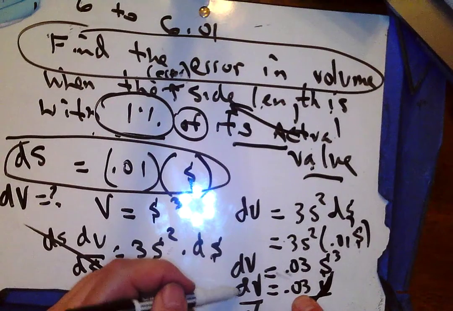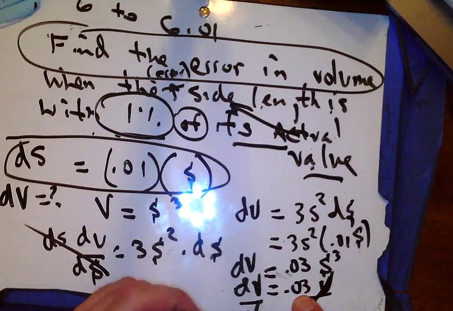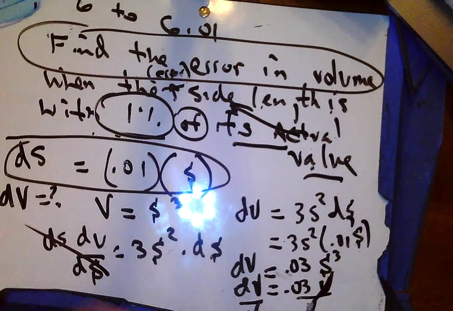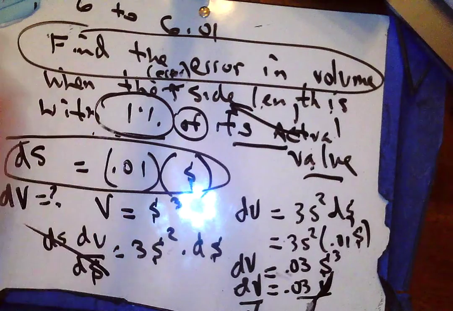3%. This change in volume is 3% of the actual volume. We've been looking at it, and now they connect. Yeah, it's really powerful. You may want to watch this again. Okay, so that was the error in side length is 0.01.